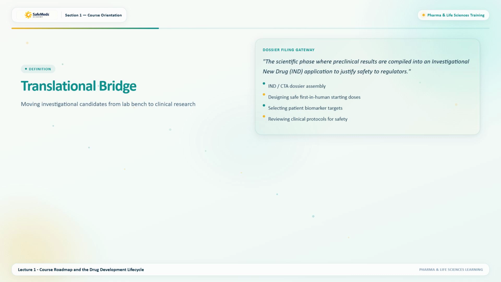A major operational milestone is the compilation and filing of the investigational new drug application in the United States or the clinical trial application in other jurisdictions. These dossiers present the preclinical safety data, chemistry and manufacturing details, and the proposed clinical protocol for health authority review. The FDA or other local health agencies review the application to ensure that clinical trial subjects will not be exposed to unreasonable risk. Once the IND is active, the sponsor can initiate clinical testing.